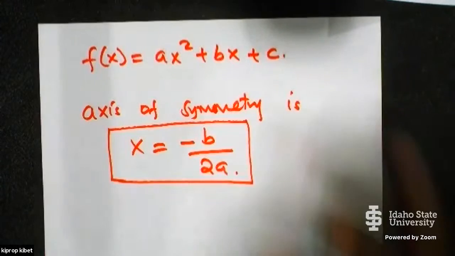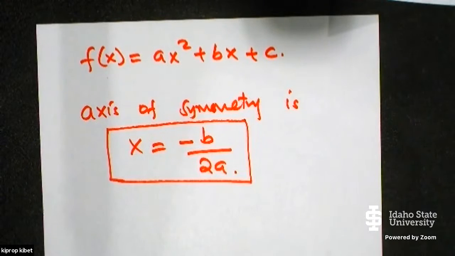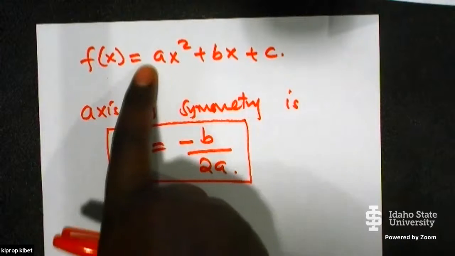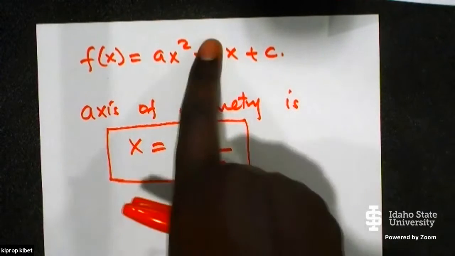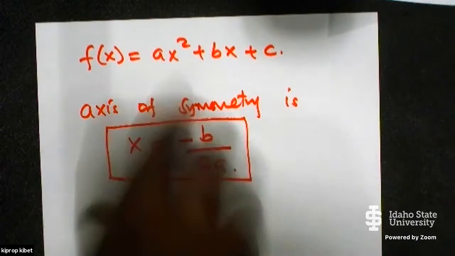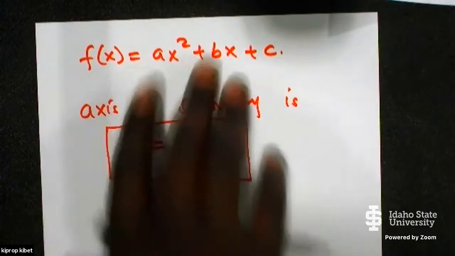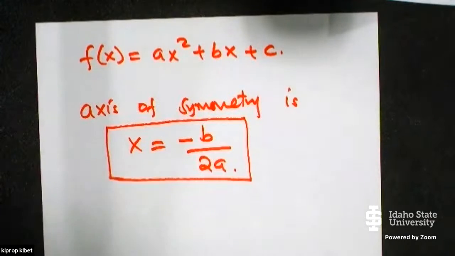So b, you get it from here, and a, you get it from here. Also make sure that you consider the signs. If it is a minus, then don't forget to put a minus. If it is a plus, then don't forget. Mostly the minus can confuse you, so don't just take the value of b. You must consider the signs.